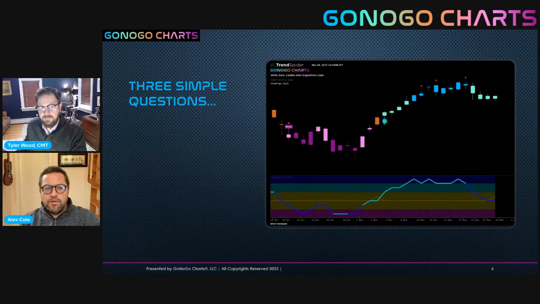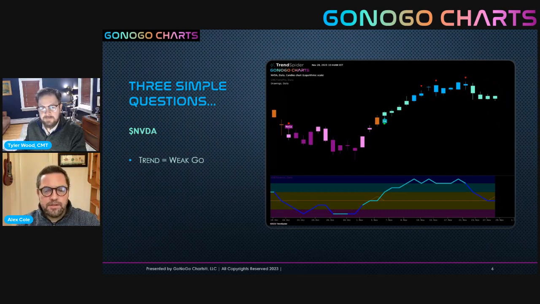This is a chart of NVIDIA, and let's go through our 3 simple questions. And when we do webinars, we like to say, play along at home, right? Certainly can in this case because it's a video. But what is the trend? What do we know about the trend from looking at this chart? Well, we know it's a go trend. We can see that it is an aqua color. So that tells us that there is some weakness. So we're in a weak go trend.